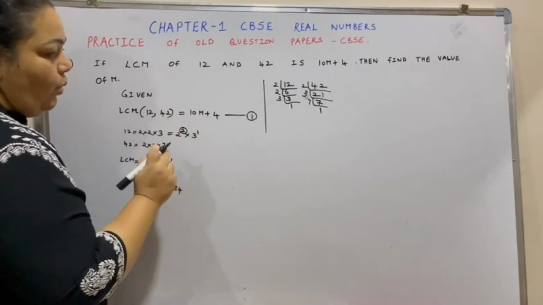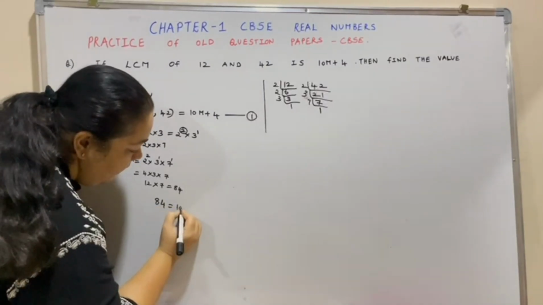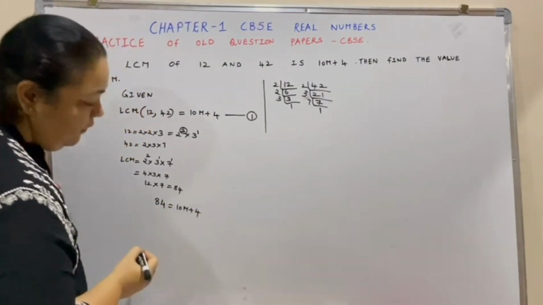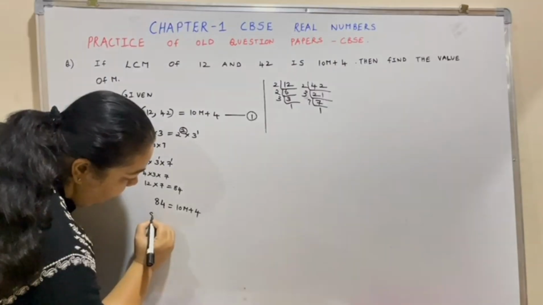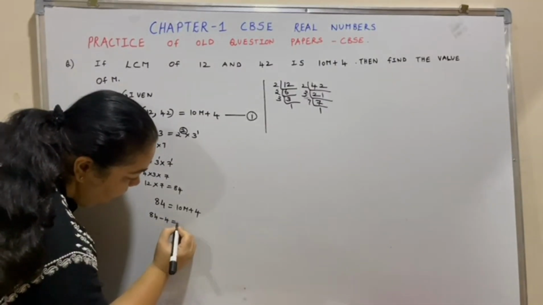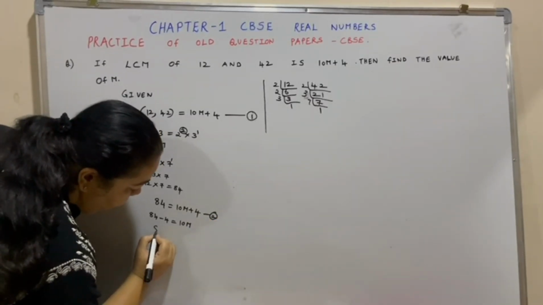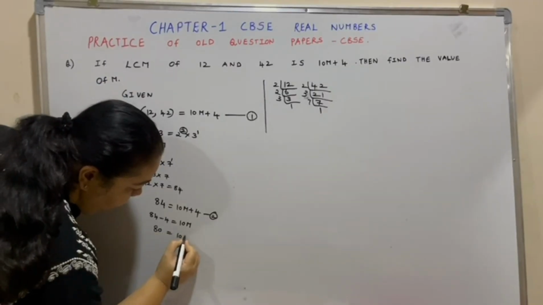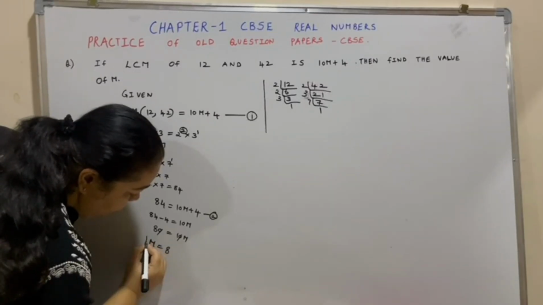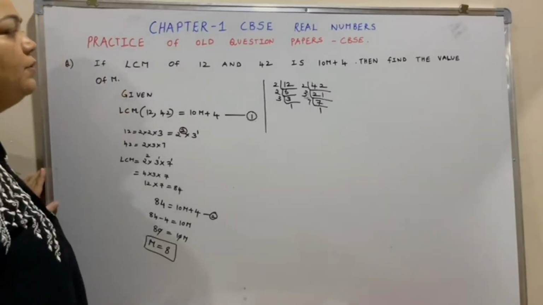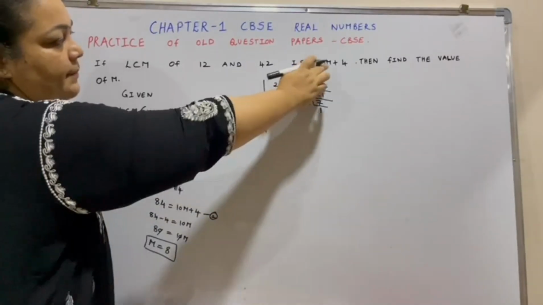So in equation 1 we can put 84 is equal to 10n plus 4. From this we can find the value of n. So 84 minus 4 is equal to 10n. This is the second equation. From this, 80 is equal to 10n, so the value of n will be equal to 8. Very simple question. They are only asking: if the LCM of 12 and 42 is 10n plus 4, then find the value of n.